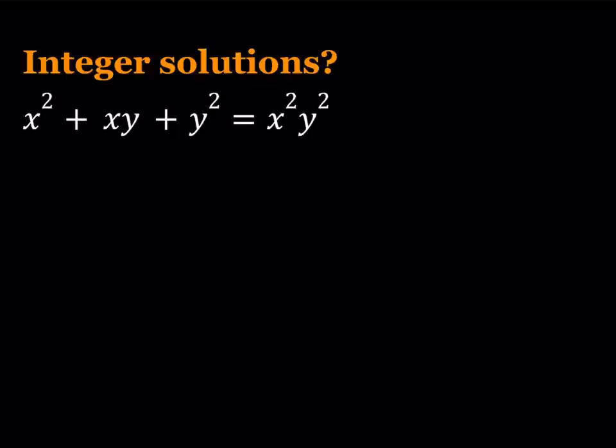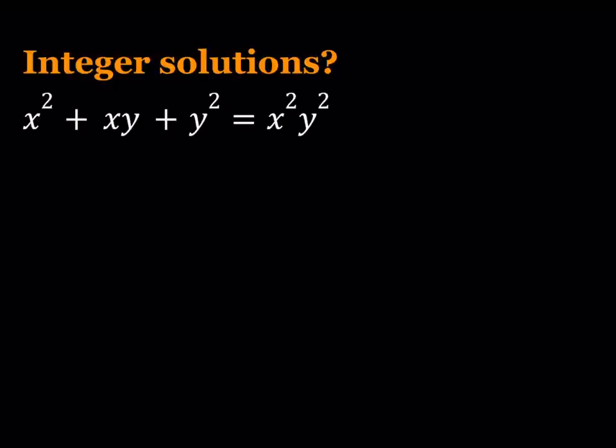Hello everyone. In this video, we're going to be solving an equation for integer solutions. So we have x squared plus xy plus y squared equals x squared y squared. And we're going to be looking for integer solutions.